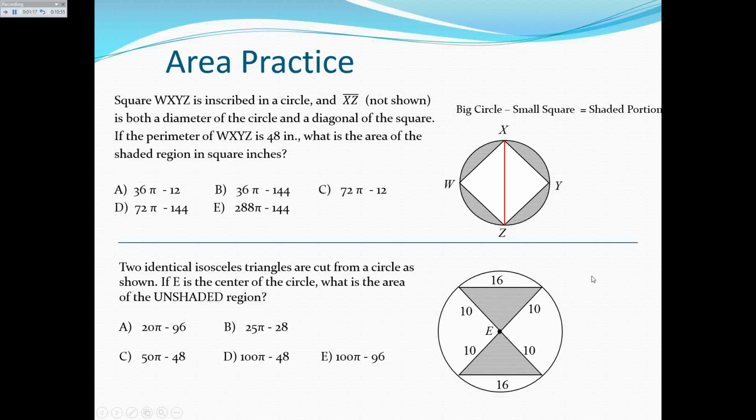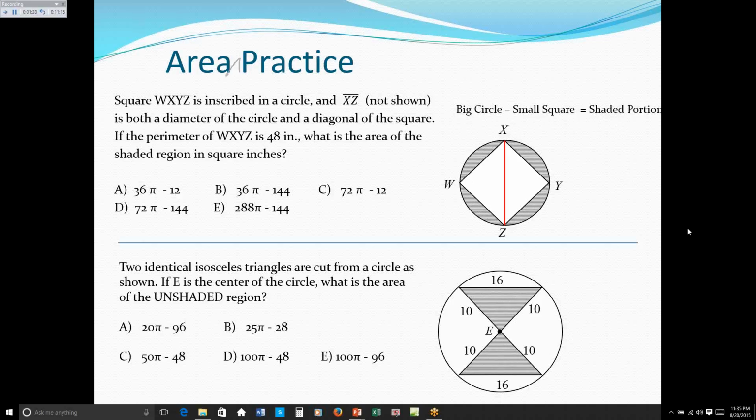Alright, the last one: 2 identical isosceles triangles are cut from a circle as shown. If E is the center of the circle, what is the area of the unshaded region? Alright, well, we've got another kind of problem here. We've got isosceles triangles, so we probably want to mark these so that we know that they're isosceles triangles.